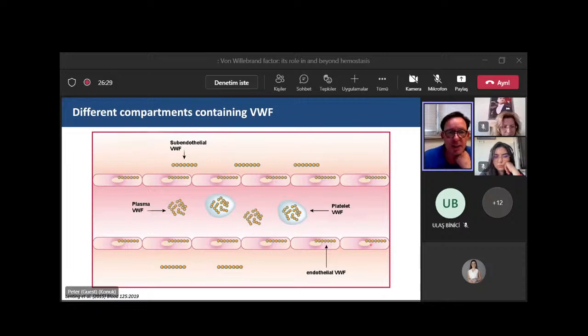So when you finally look at the different compartments where you can find VWF, there are a few. As I say, you can find VWF in plasma as a free protein, but also in platelets, in the alpha granules. You can find it in the subendothelial compartment, and also within the endothelial cells in the Willebrand body. So we have 4 different sources where we can find VWF.